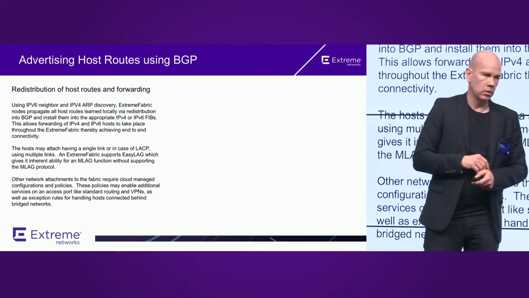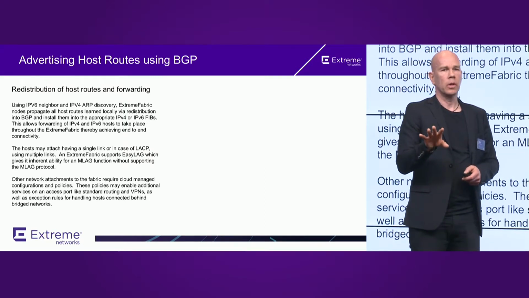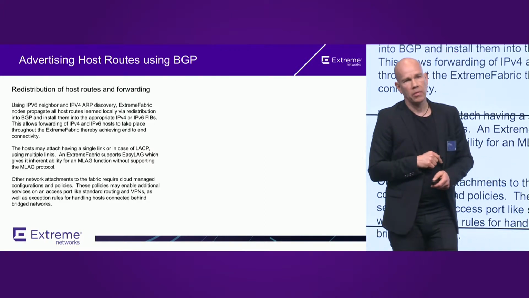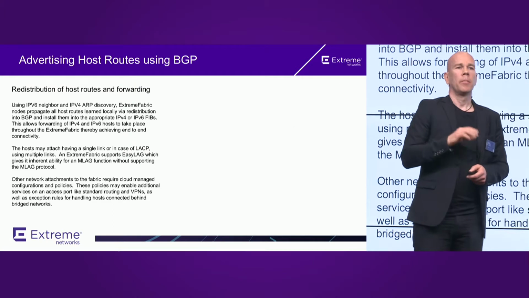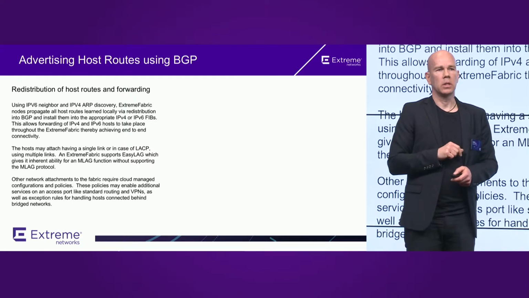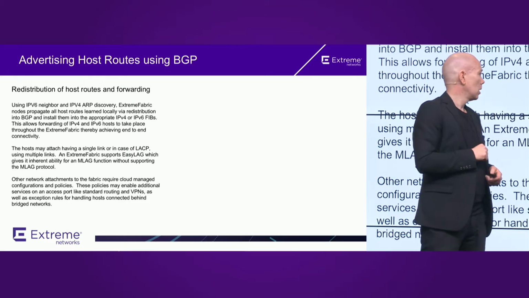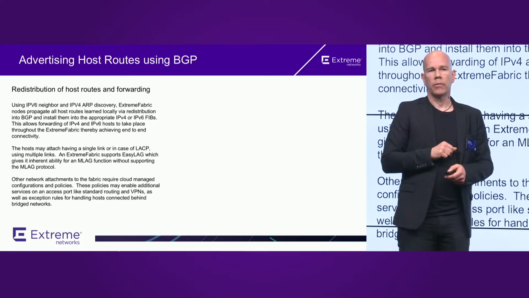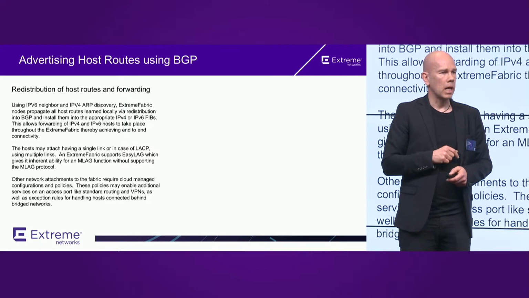Advertising host routes. Once again, as said, this is a host route-based fabric. So we use IPv6 neighbor and IPv4 ARP discovery to populate the routing tables, the FIBs for IPv4 and v6 entries within the fabric itself. On the access side, I went through EasyLag. The requirement is that on the access side, if you want to connect something with EasyLag into the fabric, LACP is used as a signaling mechanism.